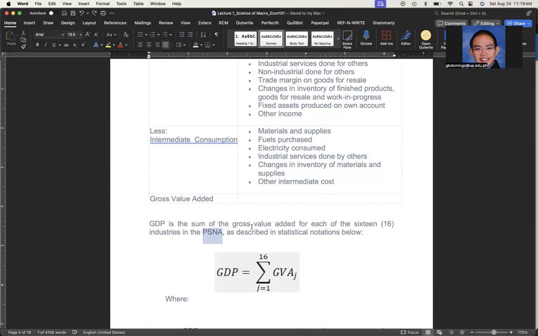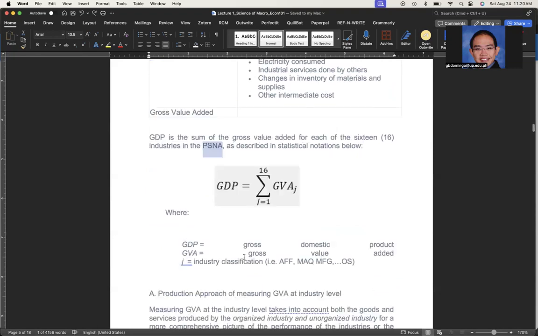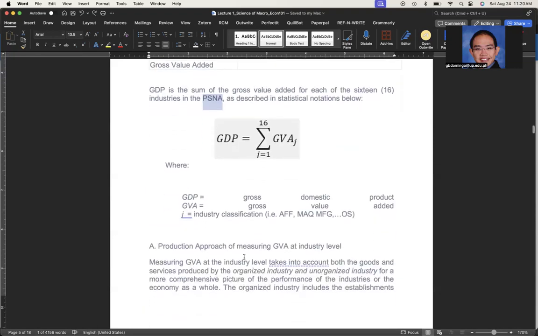Okay. There's a specific listing of different kinds of manufacturing, different kinds of wholesale, different kinds of services, financial services, and so on. So you have a list of 16 major industries that are in the Philippines. And what this is saying is that GDP is essentially the sum of the gross value added of all of these ones, right? So simple enough. Now, how would you do GVA at the industry level, one of those 16?